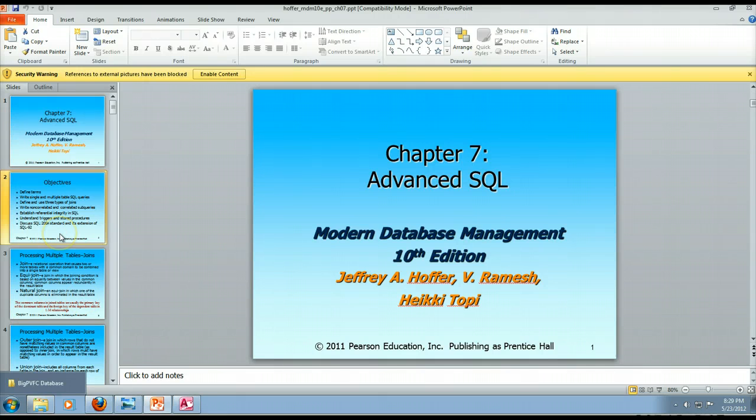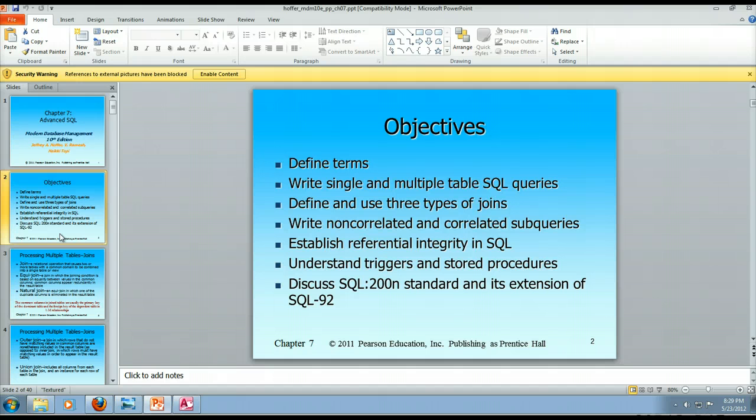Chapter 7's objectives are we're going to define some terms, all sorts of definitions that you're going to need to know. We're pretty much done with single table queries. We're going to jump right in and start doing multiple table SQL queries, which is really where the power of SQL lies. We are going to define and use three different types of joins, joins being one of the terms that we are going to define shortly. We are going to write what are known as non-correlated and correlated subqueries.